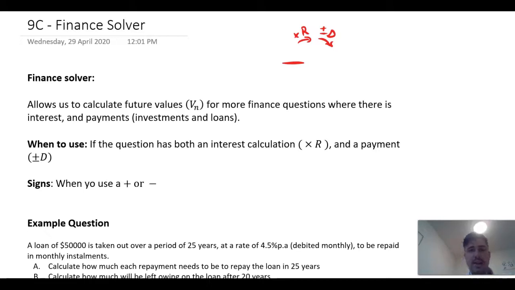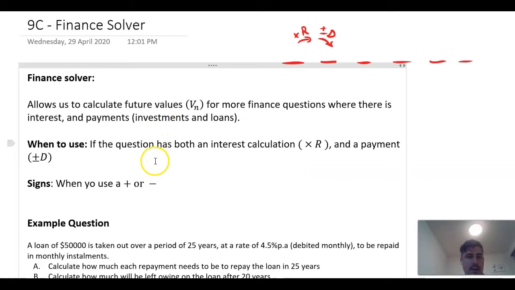So that's where Finance Solver is really useful, because you often want to calculate far into the future to work out some financial decisions that you might be making. And unfortunately, because there's two operations, it's not as simple as simply timesing by however many times you want to do it, in the ways that we were doing with geometric sequences and arithmetic sequences. So we had to use a thing called Finance Solver to do it.